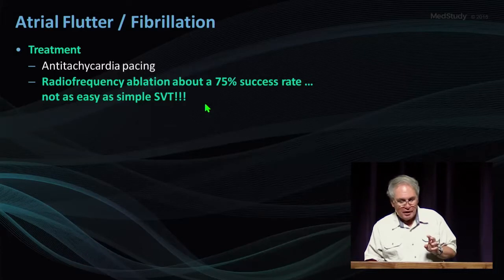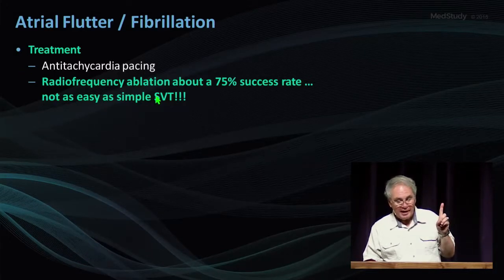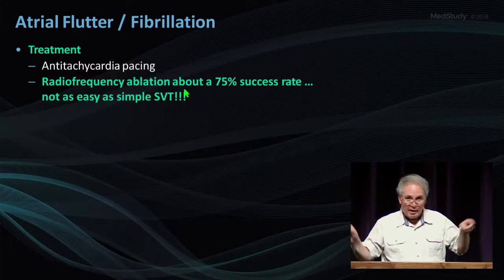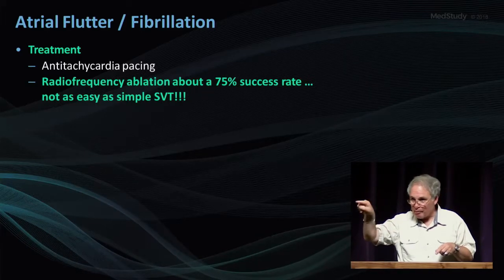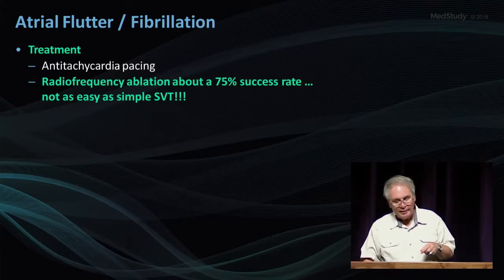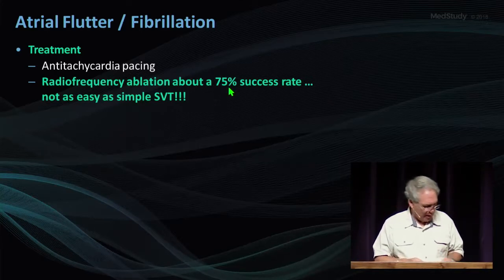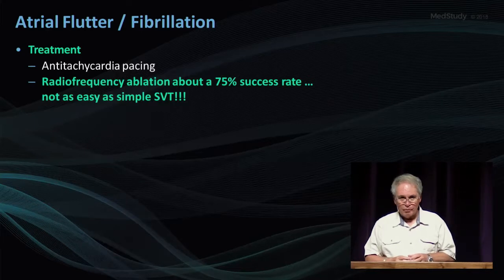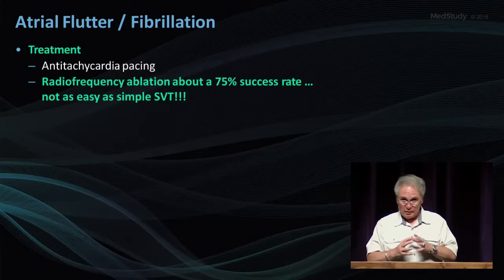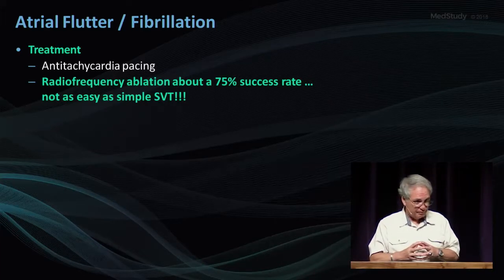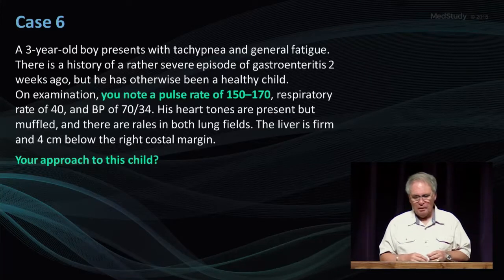You can also take your radio frequency catheter and look in the right atrium and try to see where the circuit is of the atrial flutter and try to burn it away. You can do it, but it's only about a 75% success rate. It's not as successful as with supraventricular tachycardia. So that's atrial flutter, atrial fibrillation. Everybody okay? Moving on.